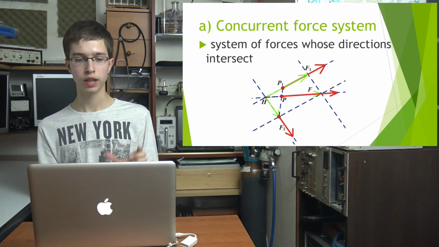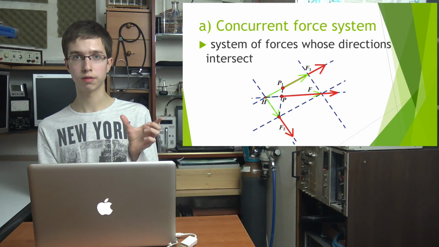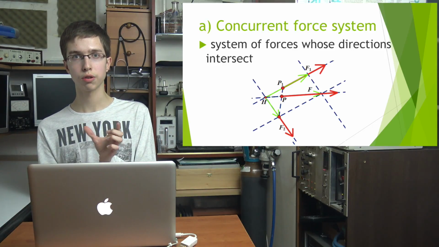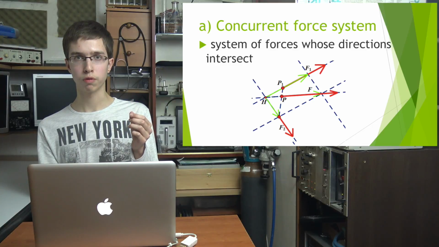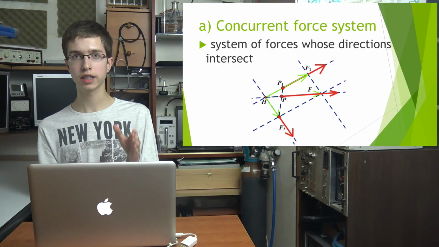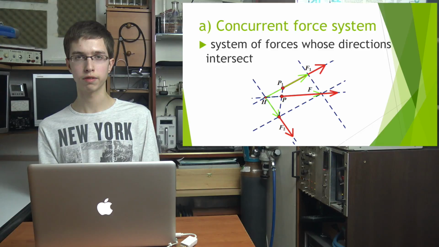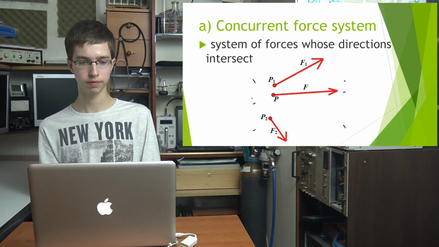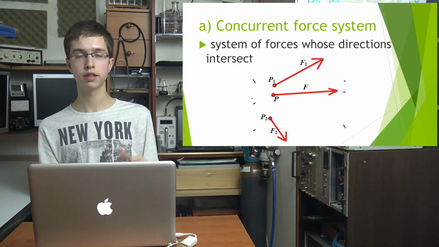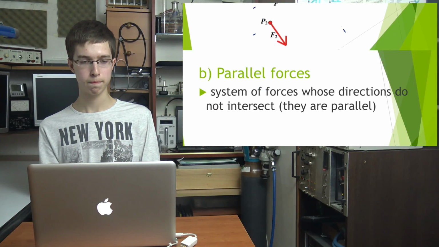And now this resultant force is translated so that its point of force application is on the line segment which connects P1 and P2. And here is F, the resultant force we've got. So these are the two forces, F1 and F2, and the resultant force F.